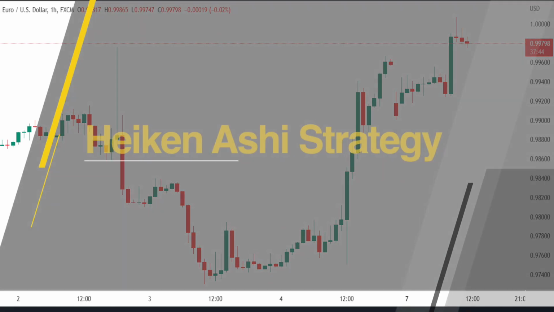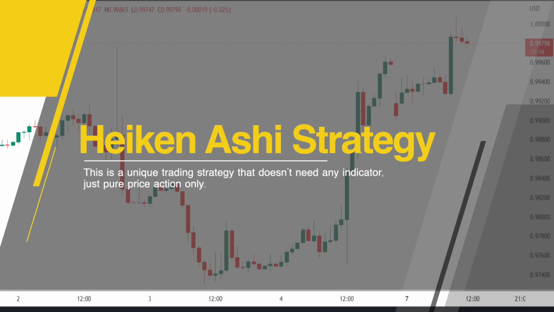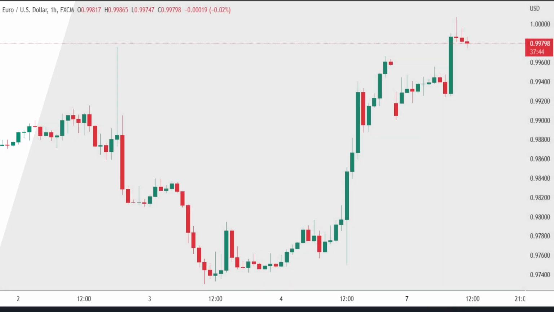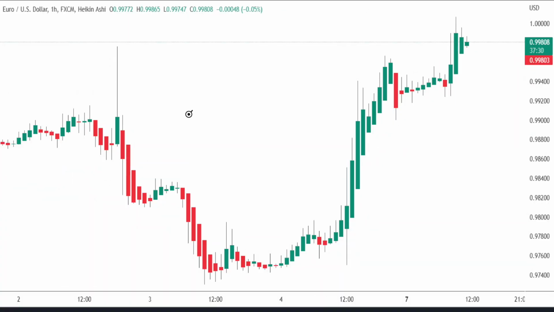Now let's move on to the next trading strategy. This is a unique trading strategy that doesn't need any indicator, just pure price action only. Without further ado, let's jump to it. For this strategy, you need to change the candle style to Heikin Ashi. If you go back to my previous videos, you can see what Heikin Ashi looks like.